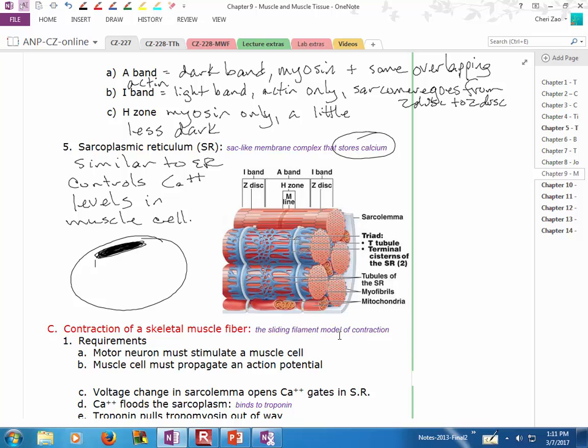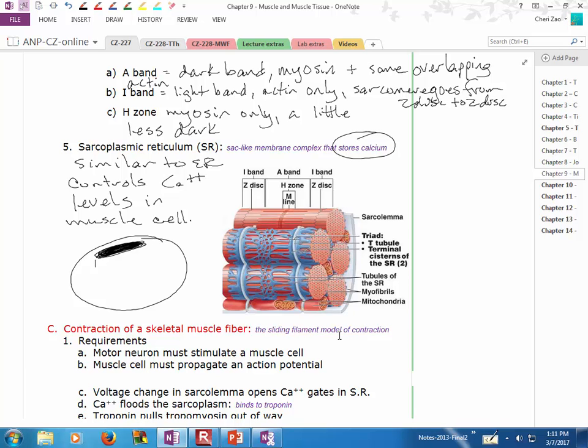And we call that light area I bands. And in between the light areas, obviously there must be a dark area if we're talking about light areas, and we call those areas A bands. And so you have to know how the actin and myosin overlap in the I bands and the A bands, and then we also have those H zones.